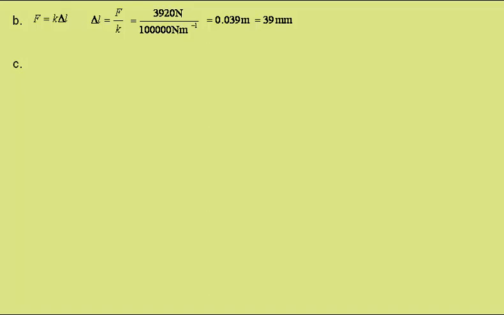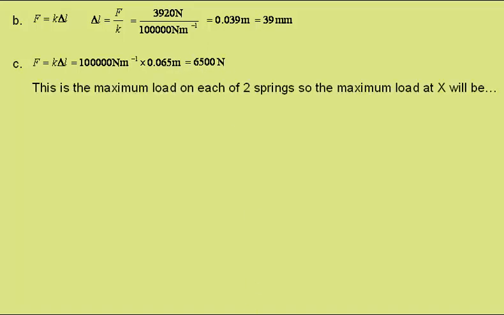In C, we're told the springs must not be compressed by more than an additional 0.065 metres, and we need to find the maximum load that could be placed at point X, directly above the centre of the rear axle. Well, for this we can use force is equal to spring constant times change in length, and this is 100,000 newtons per metre, the spring constant. The additional change in length of 0.065 metres gives a force of 6,500 newtons. This is the maximum load on each of 2 springs, so the maximum load at X is 2 times 6,500 newtons, giving 13,000 newtons.